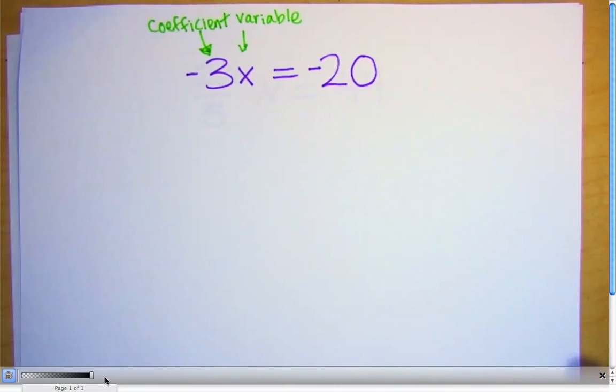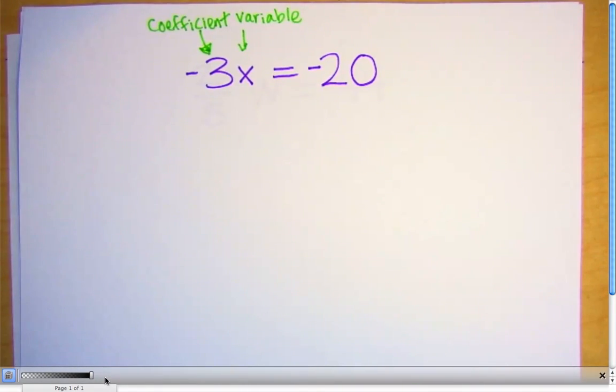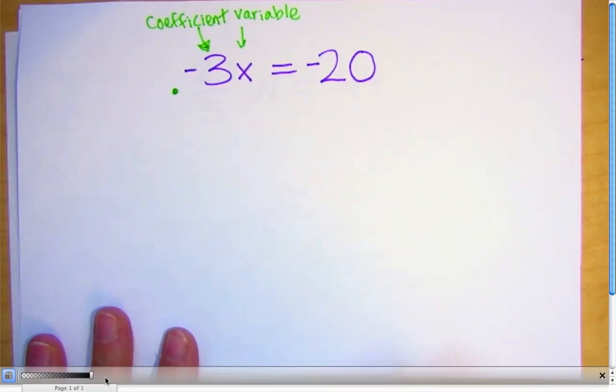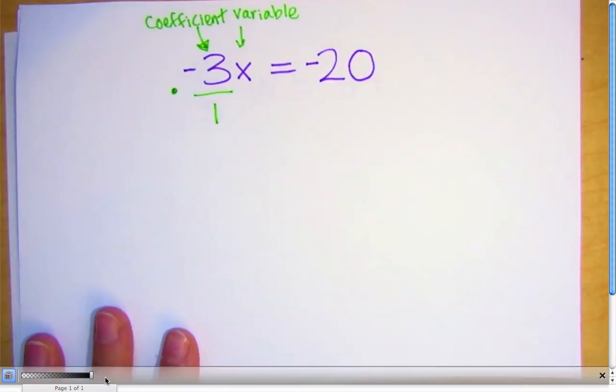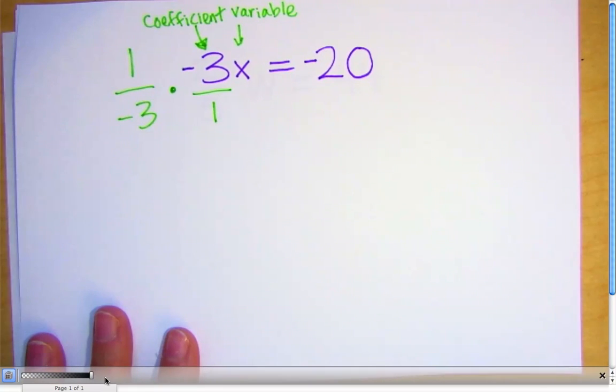Now, solving an equation, your main goal is to isolate your variable. In this case, our variable is not isolated because it has a coefficient of -3. So we need that coefficient to go away. The way we can make it go away is making it 1. So to make a -3 into 1, we can multiply it by its reciprocal. The reciprocal of -3, or -3 over 1, would be 1 over -3.